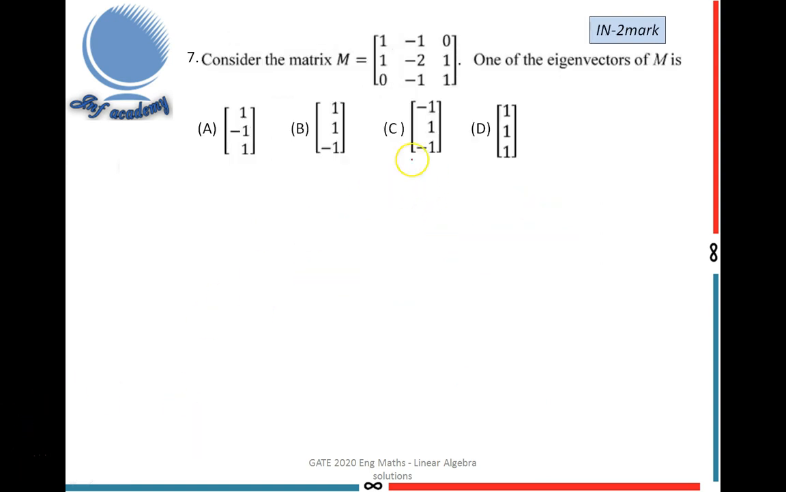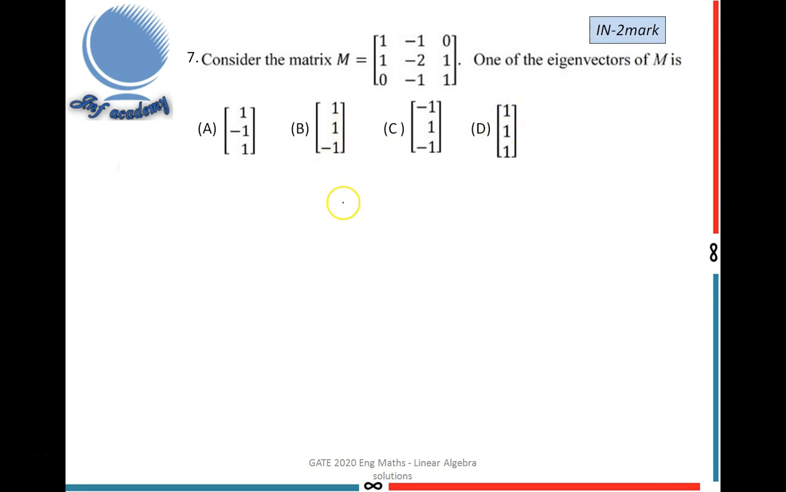Now let's move on to the 7th problem. This question is from the IN department. It has 2 marks. The question is, consider the matrix. A 3 by 3 matrix is given: 1 minus 1 0, 1 minus 2 1, 0 minus 1 1. One of the eigenvectors of M is.